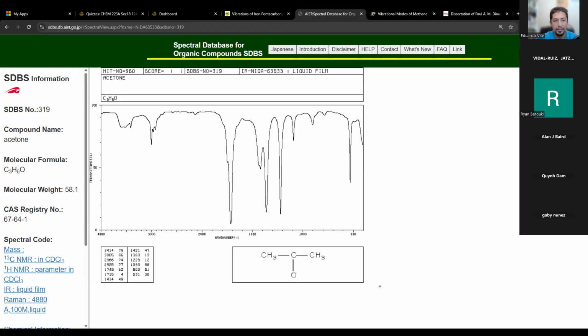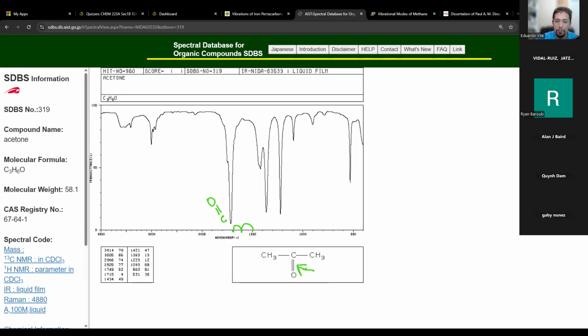So for example, I know that I have right here a carbonyl. I know carbonyls are at 1700. So let's go to 1700, 15, 16, 17. Look at that. This has to be my carbonyl peak right there.